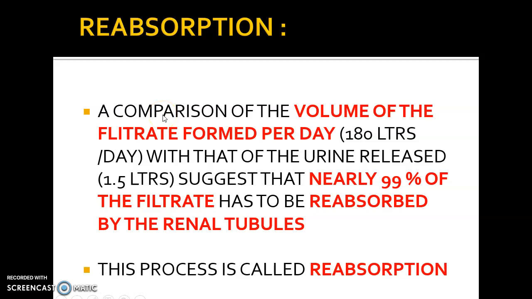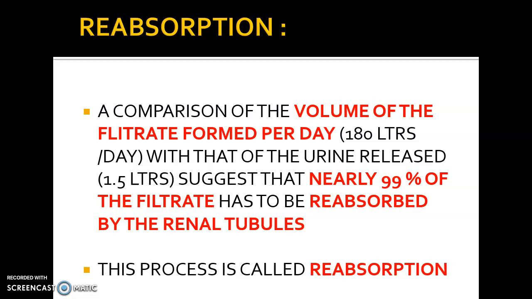So a comparison of the volume of the filtrate formed per day, that is 180 liters, with that of the urine released suggests that nearly 99% of the filtrate has to be reabsorbed by the renal tubule. We know that 180 liters of blood is actually filtered by the kidney, and what is the amount of urine formed? It's nearly 1% or less than 1%, right? So out of 180 liters, only 1.5 liters of urine is actually formed.